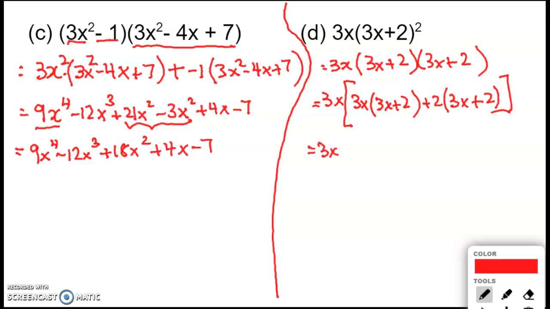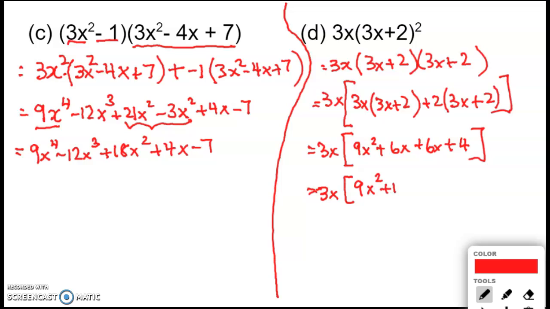So that's 3x multiplied by 3x, which is 9x squared. 3x times 2 is 6x. 2 times 3x is 6x. And 2 times 2 is 4. Again, I should be trying to simplify inside the parentheses whenever possible. So the 3x is still there. 9x squared, I don't have any other x squared term. 6x plus 6x is 12x plus 4.